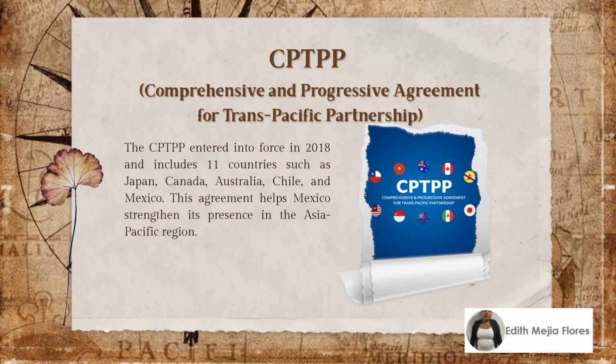CPTPP, Comprehensive and Progressive Agreement for Trans-Pacific Partnership. The CPTPP entered into force in 2018 and includes 11 countries such as Japan, Canada, Australia, Chile, and Mexico. This agreement helps Mexico strengthen its presence in the Asia-Pacific region.